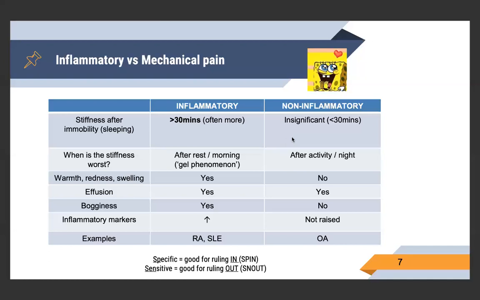And then other stuff. So obviously inflammatory markers will be up in inflammatory and not in non-inflammatory. The other thing we should know by this point in the year, if a test is specific, it's good for ruling something in. If a test is sensitive, it's good for ruling something out. And this is something that crops up again and again in rheumatology in terms of the tests we order. So we'll talk about that, but it's important to know that.